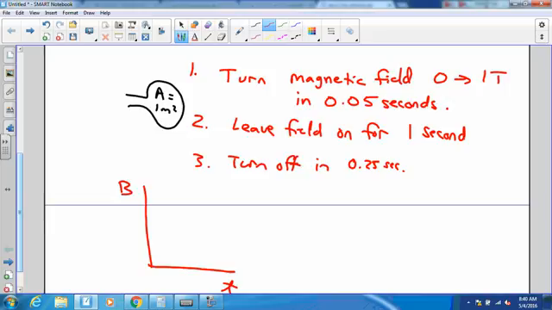Yeah, we are. Right, so if you are playing along at home, please draw a graph also.